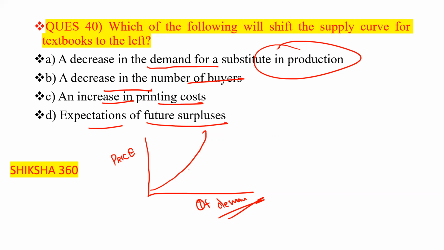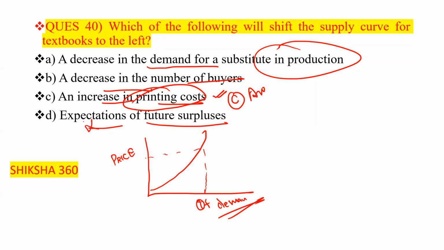So here, if this one is the quantity, we will see that an increase in the printing cost will lead to the supply curve shifting to the left. An increase in the printing cost will lead to a shift to the left. So option number C is the answer here.